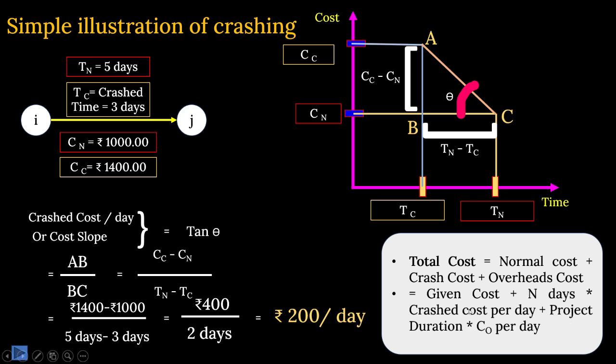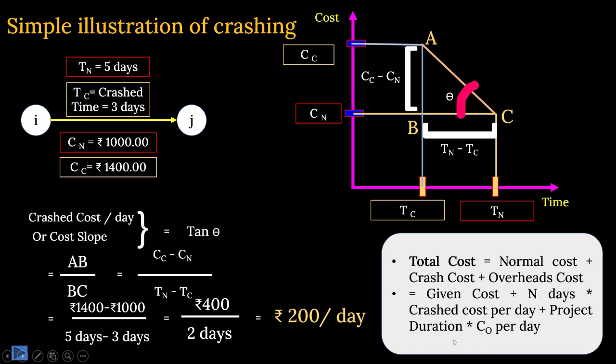That means the given cost to complete a project, normally a given cost will be there. So given cost plus what is your crash cost? Number of days multiplied by crash cost per day. So in this case 200 rupees. Suppose you are crashing it by 2 days. So 2 multiplied by 200, that is 400 rupees for the total project, or for this activity.